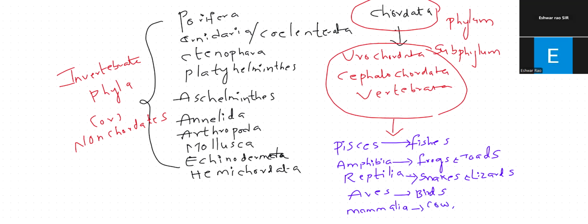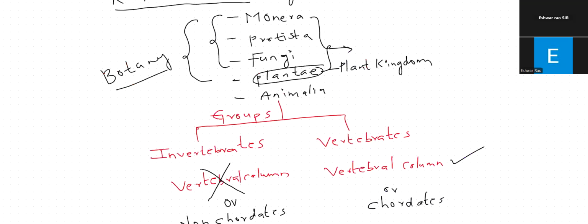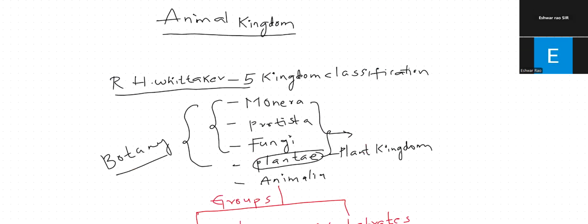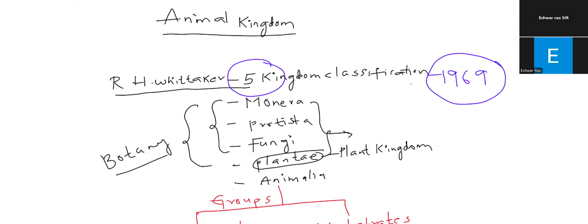So what we are discussing here, animal kingdom. I was explaining about R.H. Whittaker, five kingdom classification. It was given in the year of 1969. Besides it, there are other classifications also, like two kingdom classification, three kingdom classification, and even six kingdom classification also.